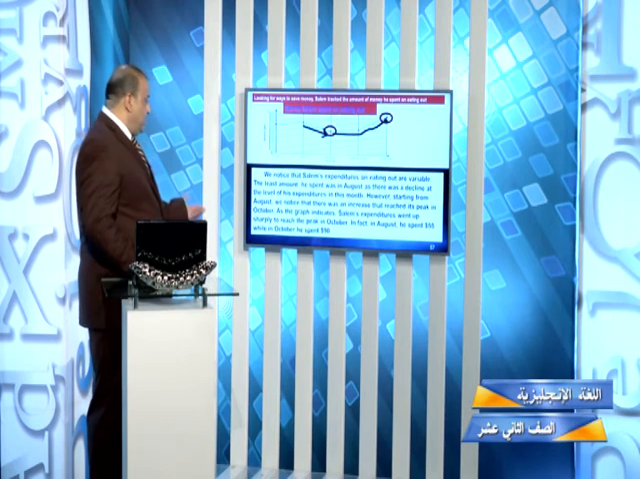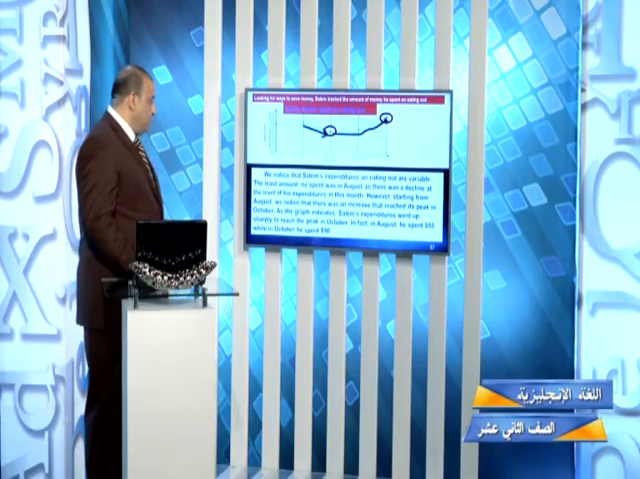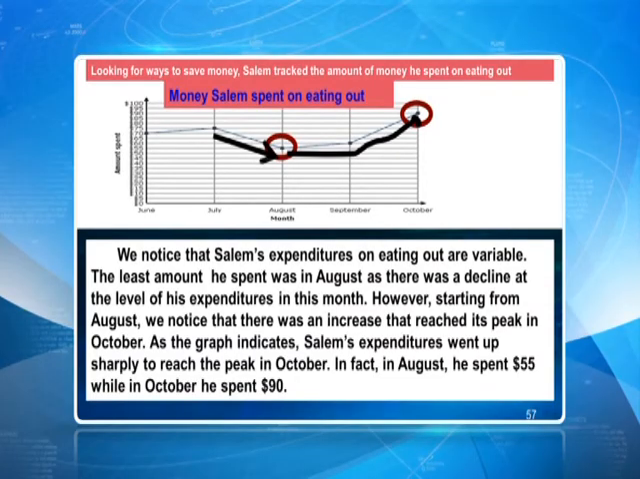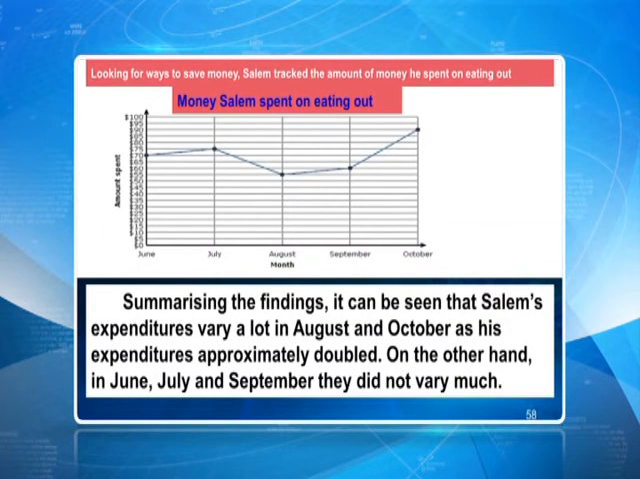Let's continue then. As the graph indicates, Salim's expenditures went up sharply to reach the peak in October. In fact, in August, he spent $55, while in October, he spent $90. Now, we'd like to conclude. Summarizing the findings, which are the pieces of information that we have described and analyzed, it can be seen that Salim's expenditures vary a lot in August and October, as his expenditures approximately doubled.